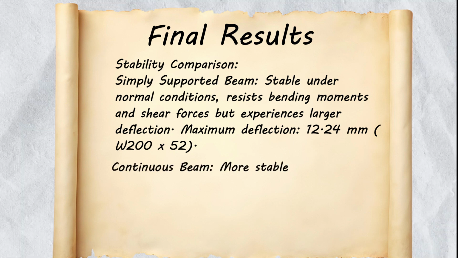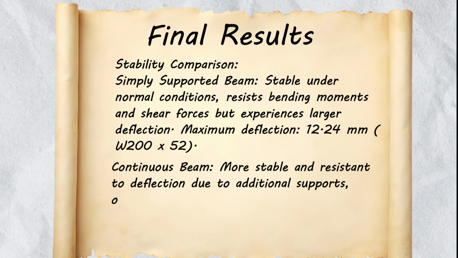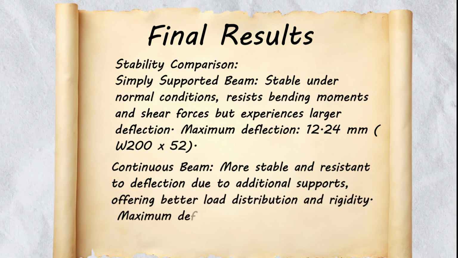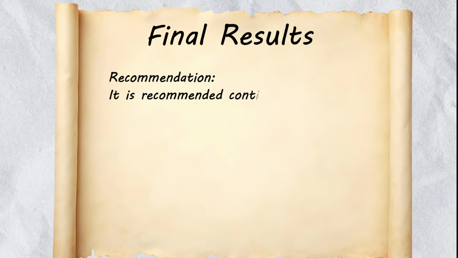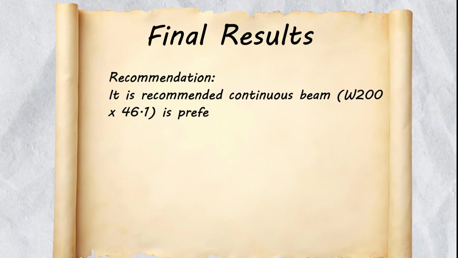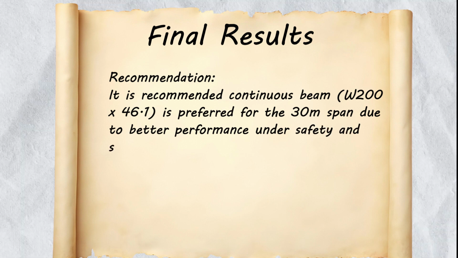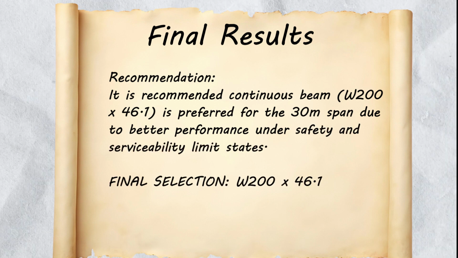Continuous beam: more stable and resistant to deflection due to additional supports, offering better load distribution and rigidity. Maximum deflection, 5.65 mm, W200 by 46.1. It is recommended that the continuous beam, W200 by 46.1, is preferred for the 30-meter span due to better performance under safety and serviceability limit states. Final selection, W200 by 46.1.